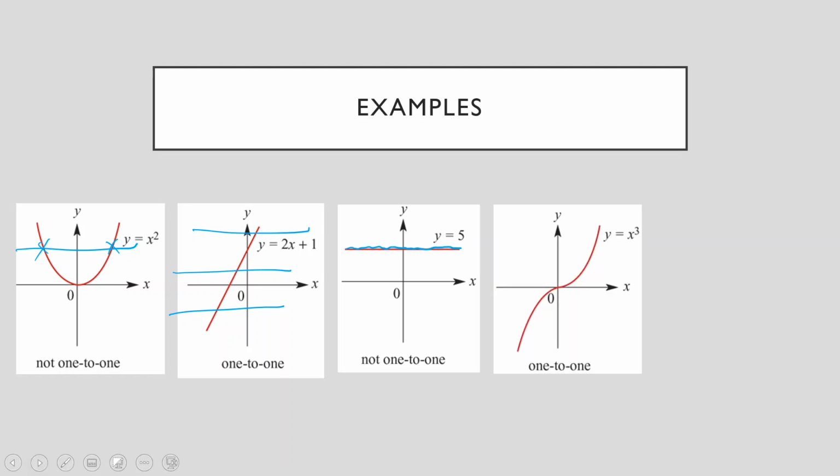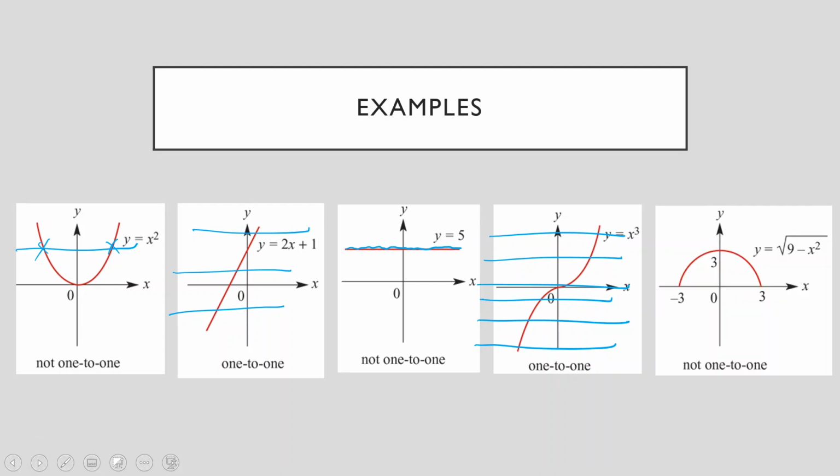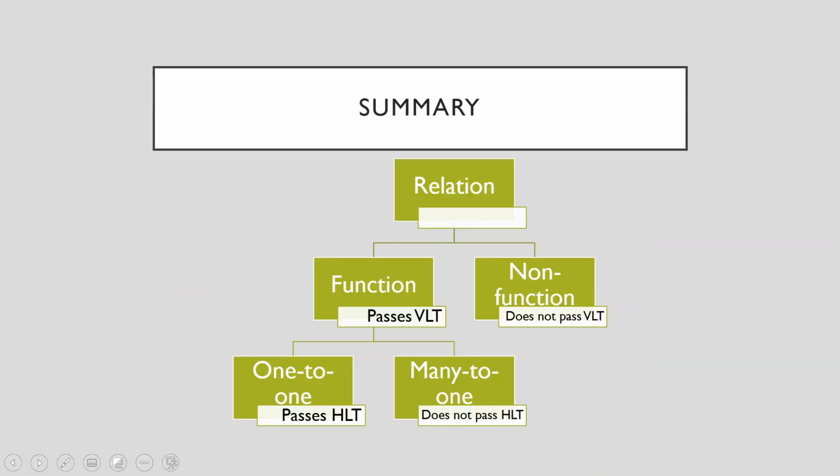Okay, here's a graph of y equals x to the power of 3. It's a cubic function. We haven't seen these yet. But again, just like 2x plus 1, you can draw a horizontal line anywhere you like, and it's only ever going to intersect that graph at one point. And finally, here's the top half of a circle. It's not one-to-one because I can draw a horizontal line here, and it intersects twice, therefore it's not one-to-one. Okay? So that's how you can check whether a function is one-to-one.